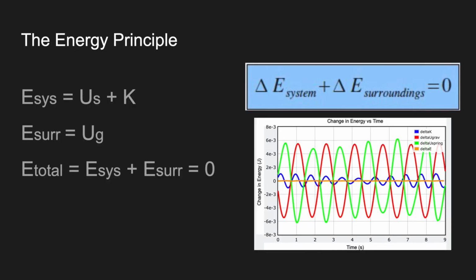The energy principle states that the change in energy of the surroundings plus the change in energy of the system should equal zero. The spring potential energy plus the kinetic energy can be thought of as the system's energy, since they are components of the spring mass system. Gravitational potential energy would then be the energy of the surroundings. Since the total change in energy is zero overall, we can see that this model satisfies the energy principle.